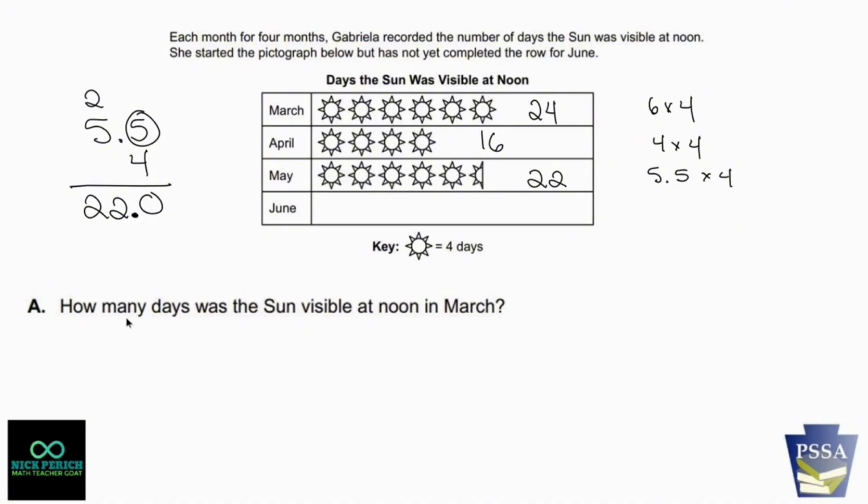So what do we do first? How many days was the sun visible at noon in March? Well, we came up with 24, so we will write out 24 days. That's part A. So let's remember these numbers, 24, 16, 22. We'll write them out here.